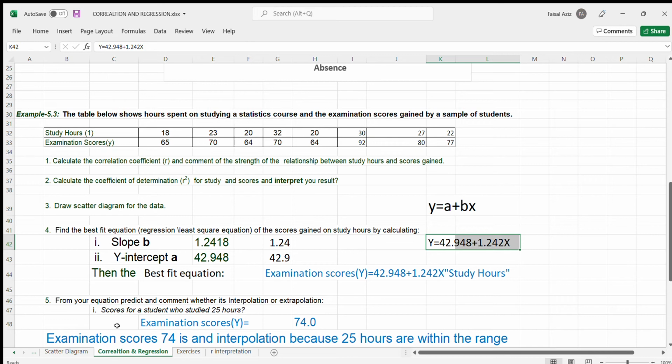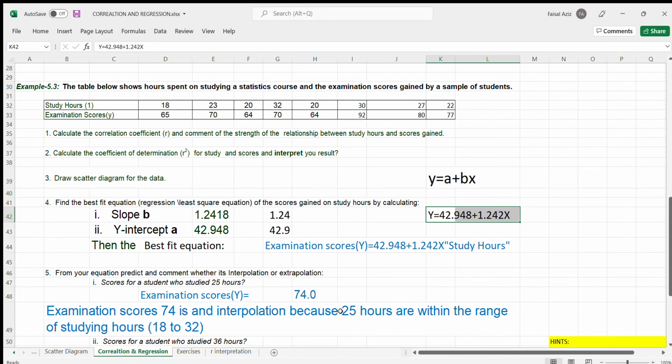So as you can see, we need to calculate the score for a student who studied 25 hours. So this 25 is falling within that range, like you can see 18 and 32. So 25 comes in between. So this is what is called interpolation. As you can see over here, how did we get this number of 74? So simply I will put this value into the regression equation. We need to calculate how much a student who studied 25 hours can score. So simply I'll use this regression equation.